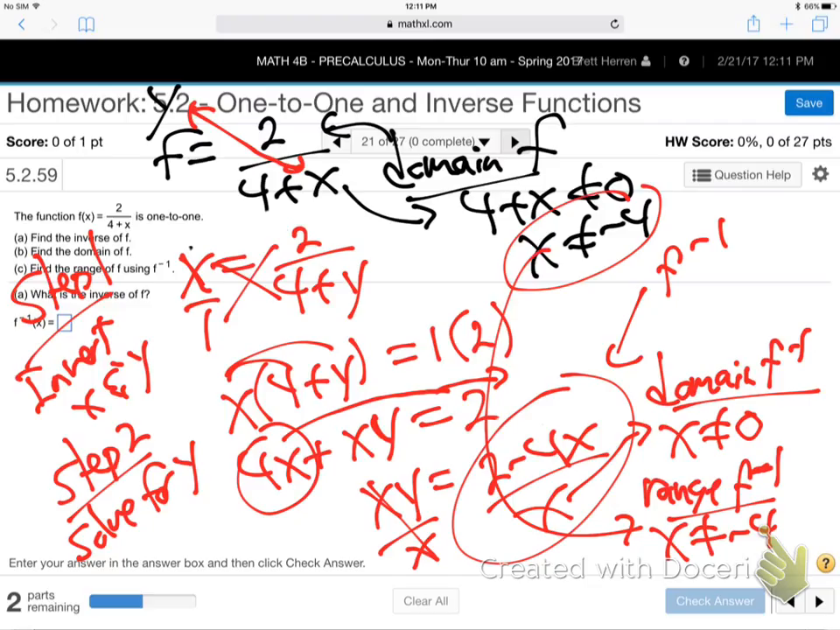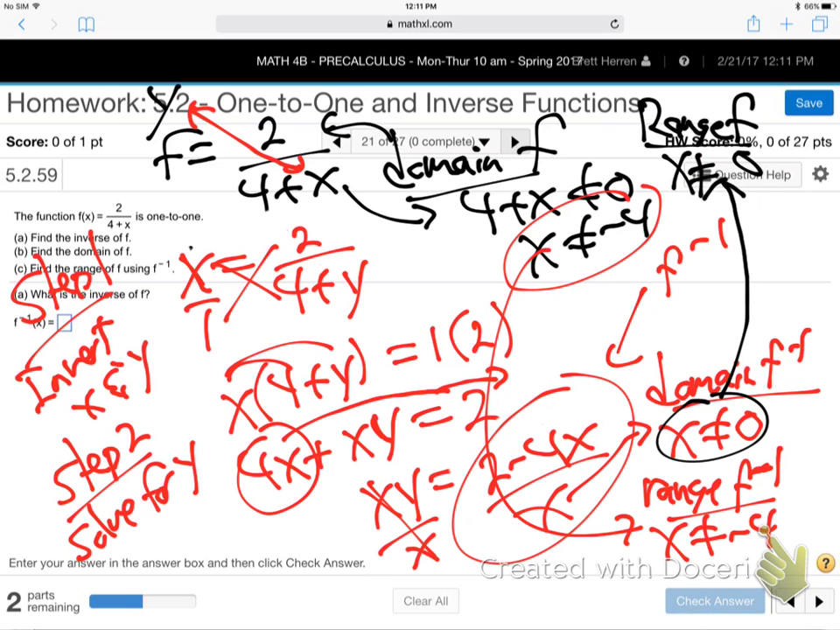Is that good? And up here, the range of the original f is x not equal to 0. It's the domain of the inverse. So domains and ranges switch. So basically, you just find the domain for both of them, and then those just switch to be the ranges of the opposite one when it comes to inverse functions. We good?